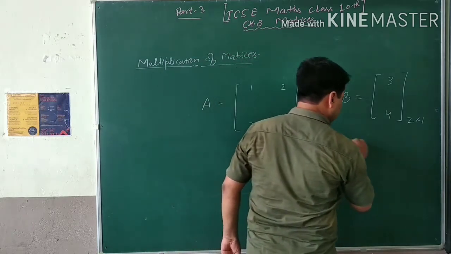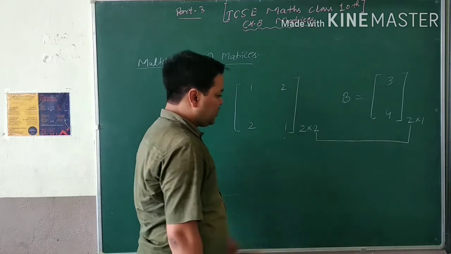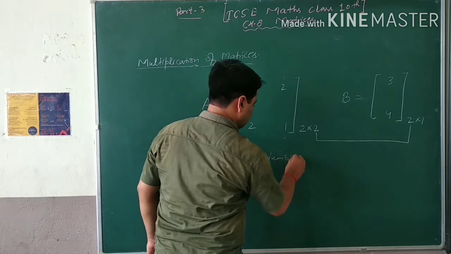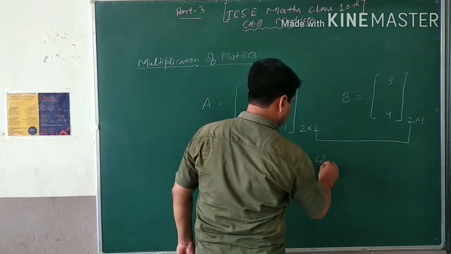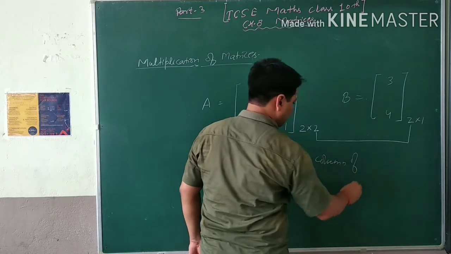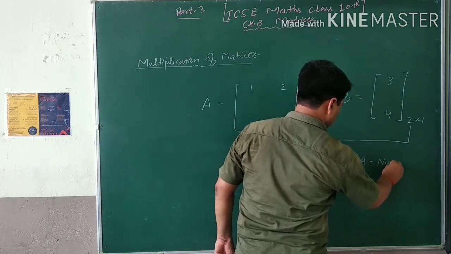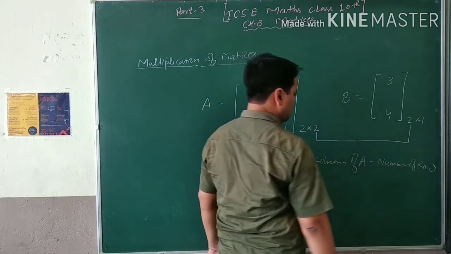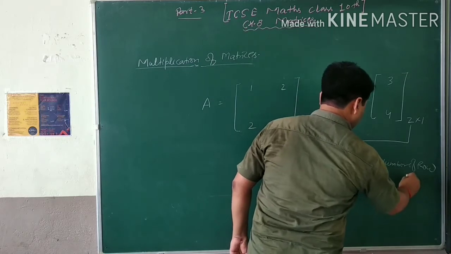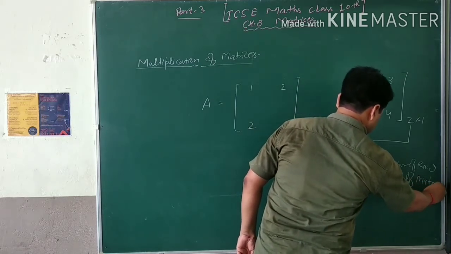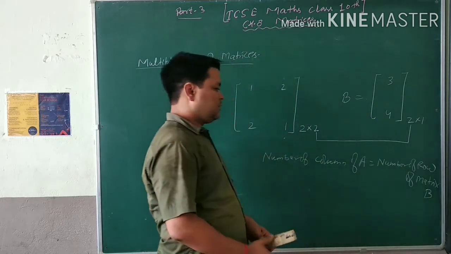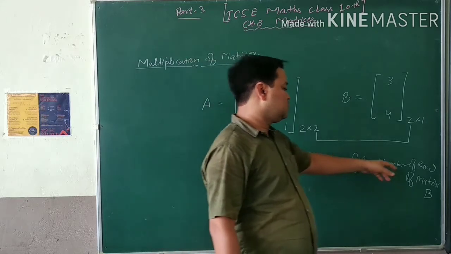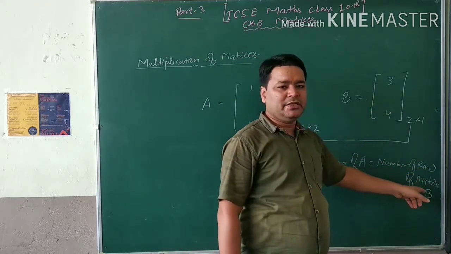It means this and this are equal. Or we can write: the number of columns of A is equal to the number of rows of matrix B. We see here that the number of columns of matrix A is equal to the number of rows of matrix B.